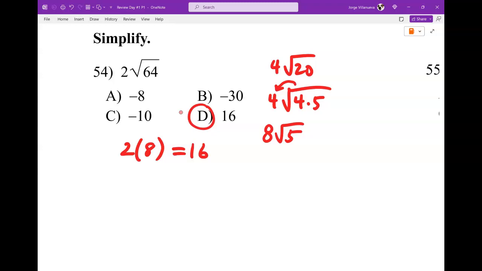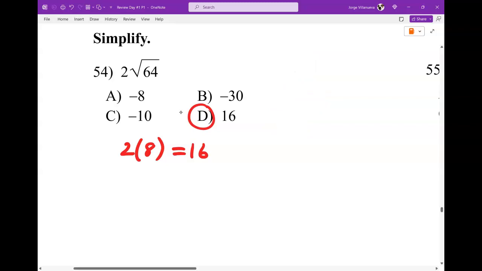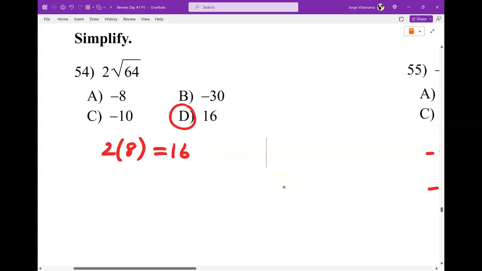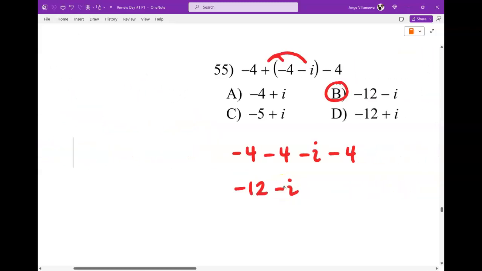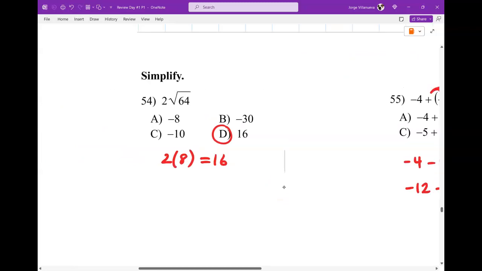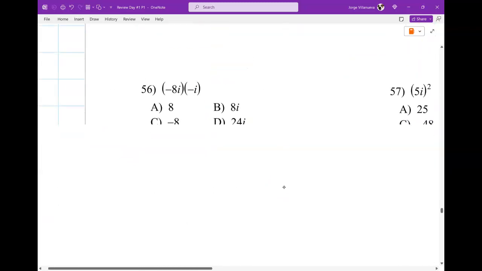But let me erase that because I don't want anybody to get confused with what the heck he was doing on the side. That could show up where it doesn't break down easy. But all right, 55 we did. 56 we did not do.